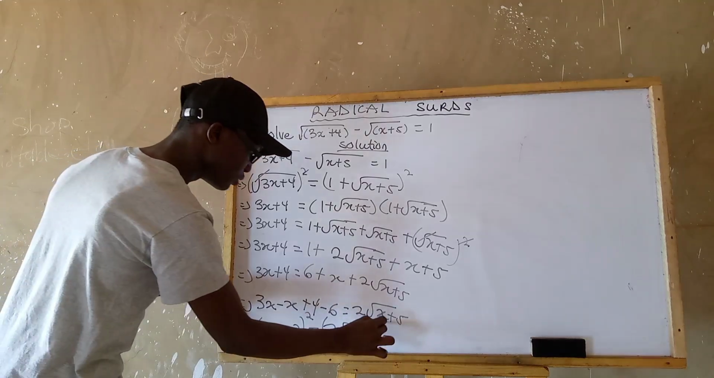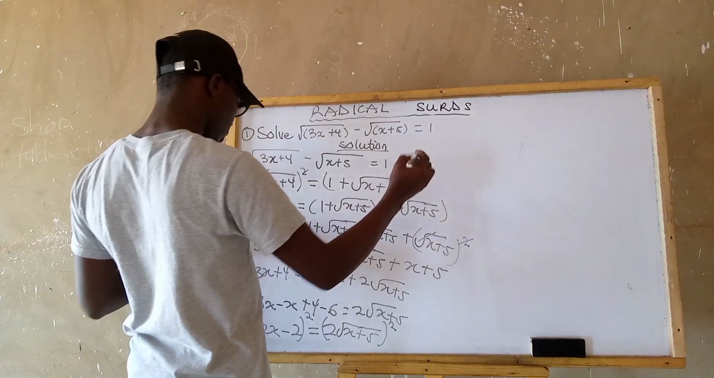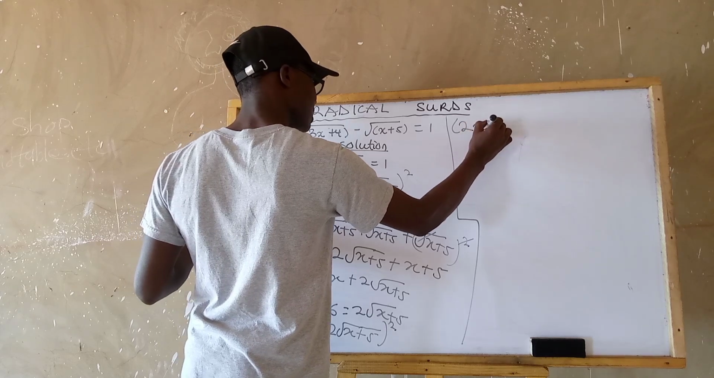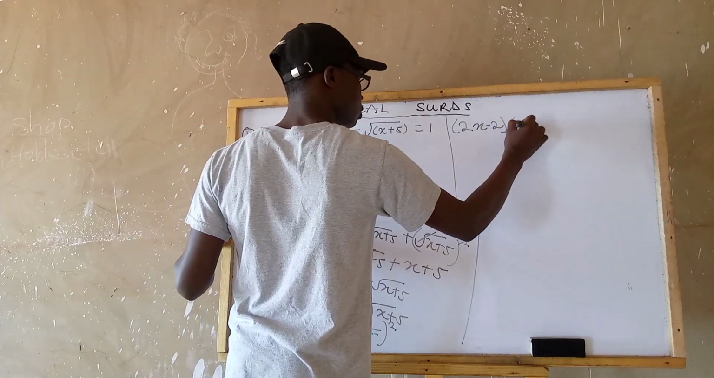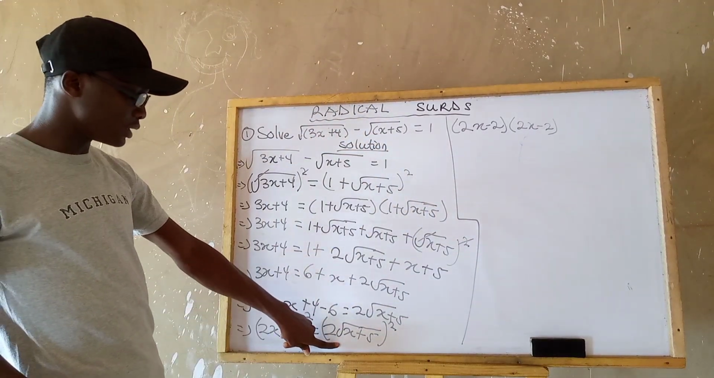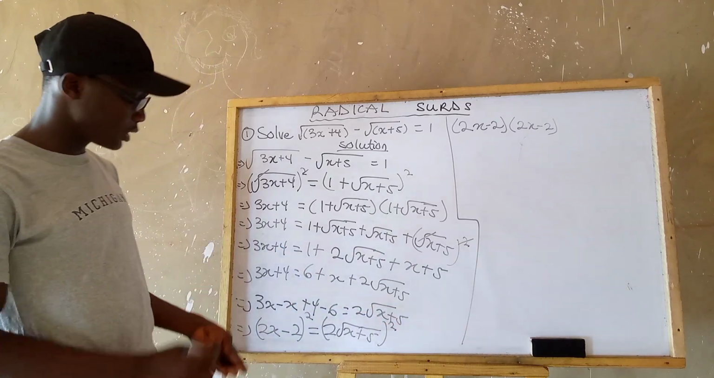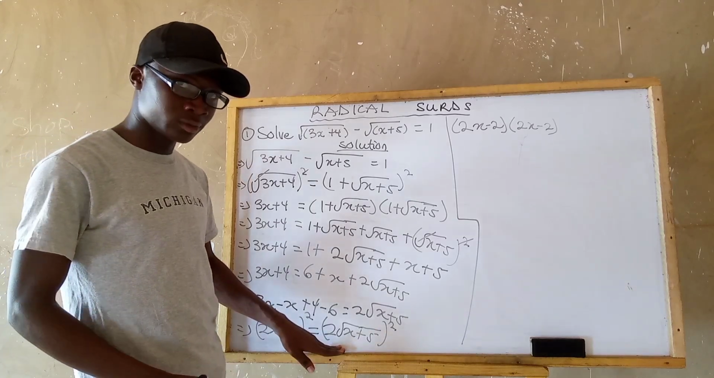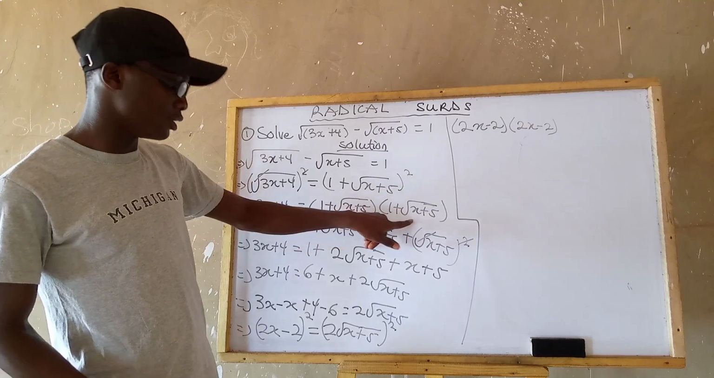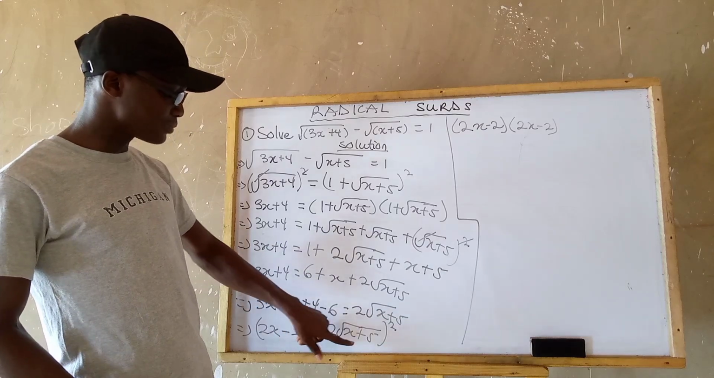Square here and then square here. So squaring this one means that we multiply this one by itself. So we have 2x minus 2 multiplying 2x minus 2 because it has to multiply itself. And now this one, it means 2 squared times root x plus 5 squared. This won't multiply itself because there's no plus or minus here, but this one there's a plus here. That's why it multiplied itself. But here there's no plus or minus. So just 2 squared and then root x plus 5 squared.